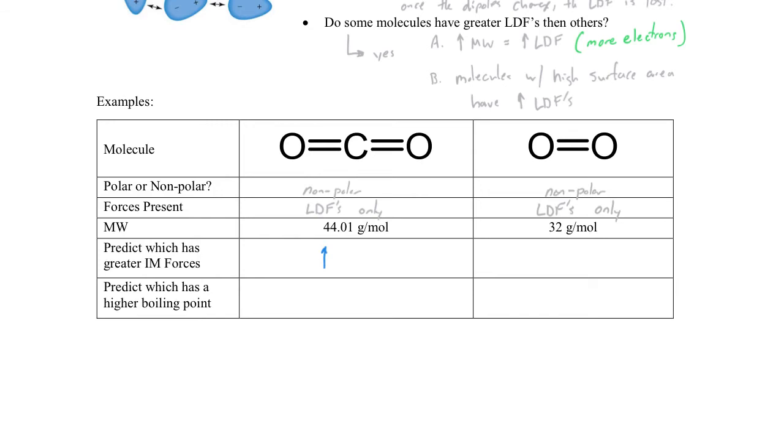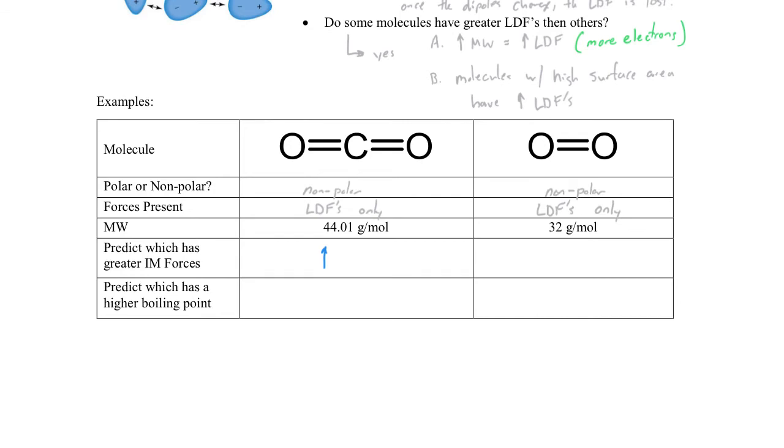Now, as we learn about more types of intermolecular forces, of course, you'll learn how to predict which molecules have which of those forces. But for now, just take my word for it that these two molecules only have London dispersion forces. Now, what we want to do is predict which one of these, carbon dioxide or oxygen, has more of these London dispersion forces. And what do we base that on?